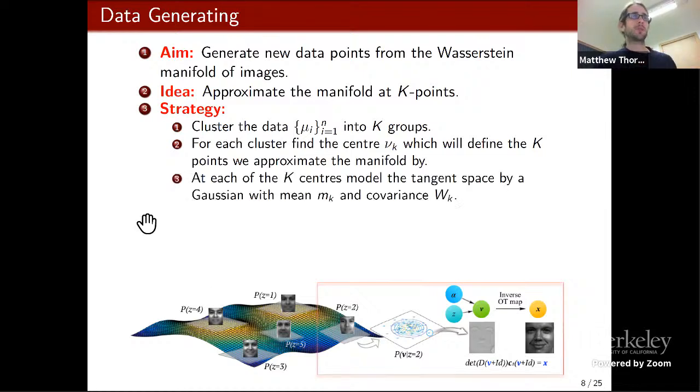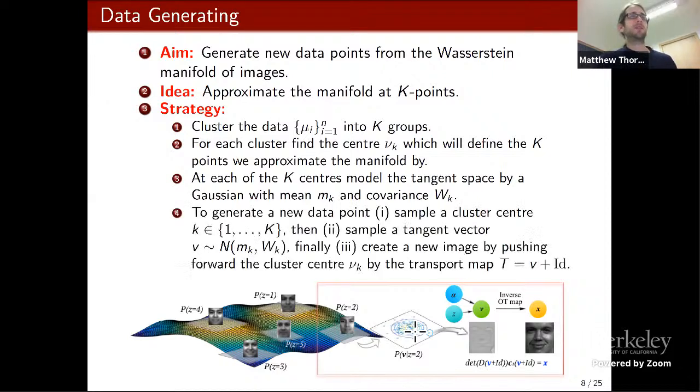Okay, so at each of these K centers, we again use the linear optimal transport setting, but now we just use the images which we're associating to that cluster. And then we fit a Gaussian model, so we find the mean and we find the covariance. Essentially, we pick a point, then we approximate this tangent manifold with a Gaussian. And this now means that we have a distribution which we can draw from.